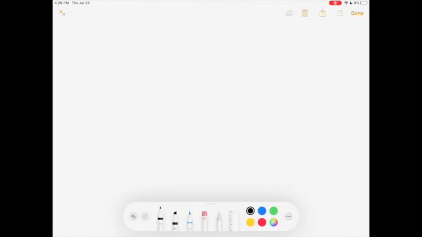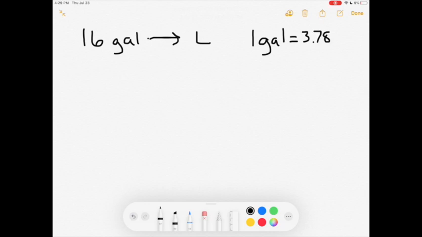First one, we have 16 gallons to liters. If you're not used to doing conversions, I suggest mapping it out, and I'm going to do these problems mapping them out so that you get used to that. But if you're already experienced and know how to do it, then don't worry about it. We look up whether there's a conversion factor to go from gallons to liters. There is. 1 gallon is equal to 3.785 liters.